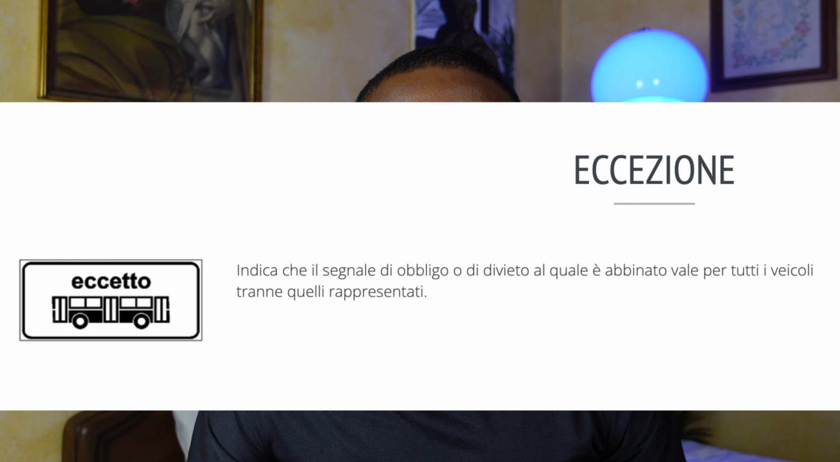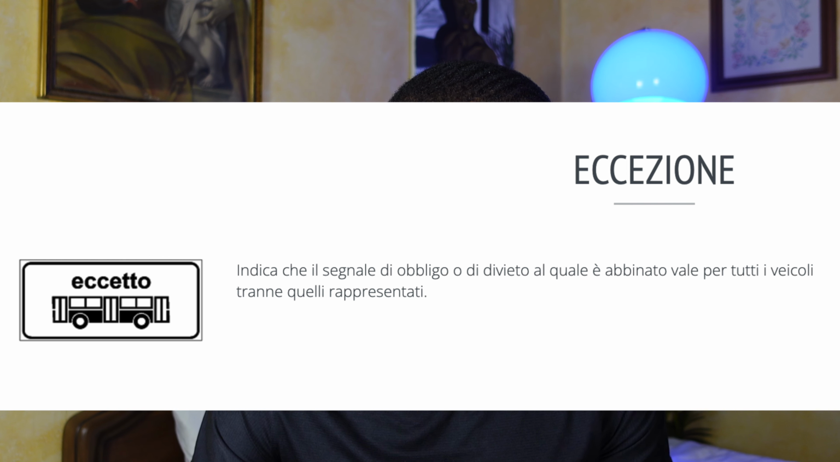And if you see it under a sign of divieto, it means that divieto sign is referring to only the vehicle on this sign. This one is eccezioni. So we have limitazioni and we have eccezioni. The difference is that eccezioni is more like "except" in English. Indica che in segnale di obbligo o di divieto a quelli abbinato vale per tutti i veicoli, tranne quelli rappresentati. It simply means it is valid for every other vehicle except the one on the sign.